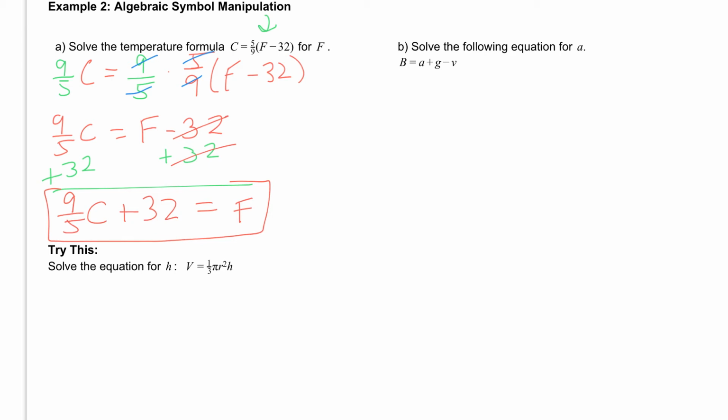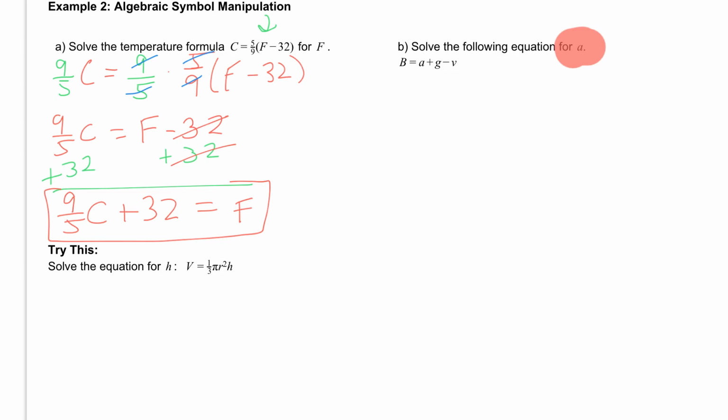Now if we take a look at letter B, we want to solve this equation for A. So we remember we're solving that for A. I have B equals A plus G minus V. So I have two things that I have to get rid of on the same side as A. I need to get rid of a plus G, and I need to get rid of a minus V. Since these are both addition and subtraction, it does not matter which one I do first and which one I do second. So I'm going to start with the G.